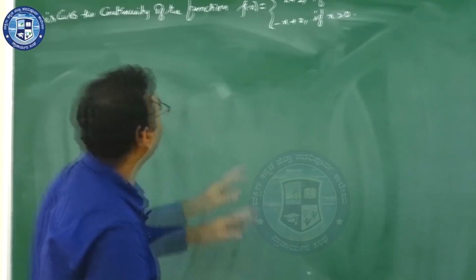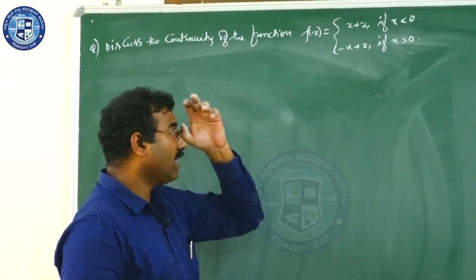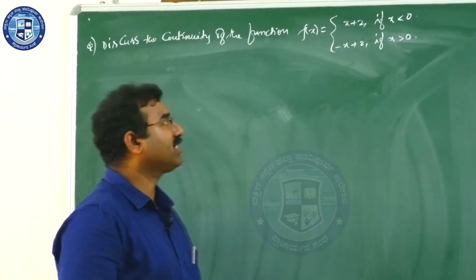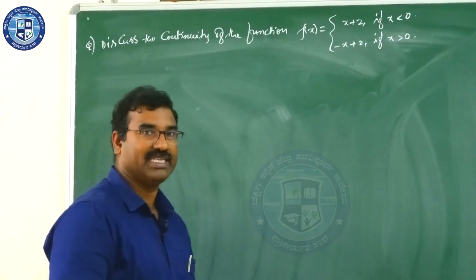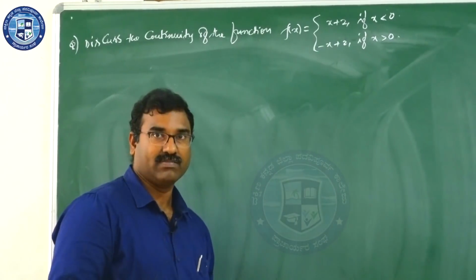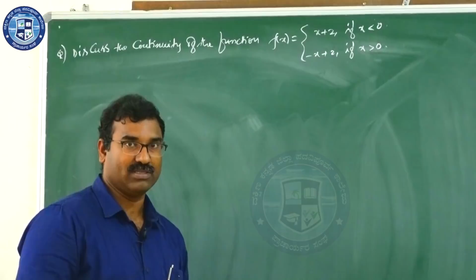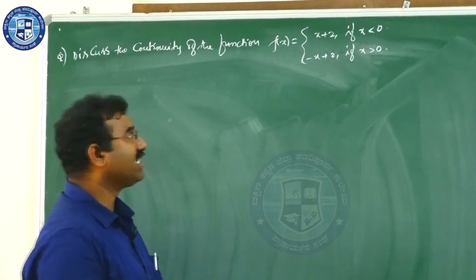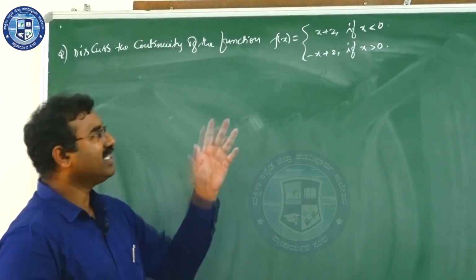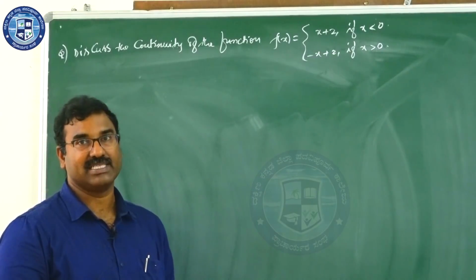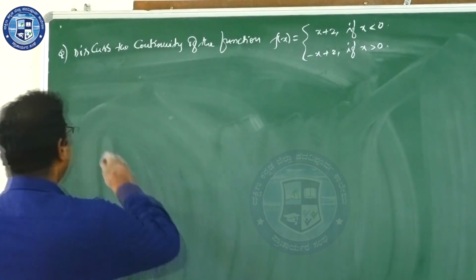Okay, see this here, this is a function. Observe carefully: f(x) is x plus 2 if x is less than 0, minus of x plus 2 if x is greater than 0. When you observe it carefully, the function is split at 0. Less than 0 one function, more than 0 one function. And one more point you have to observe, at 0 it is not defined anything. That means what is its domain now? Its domain is R minus singleton 0.